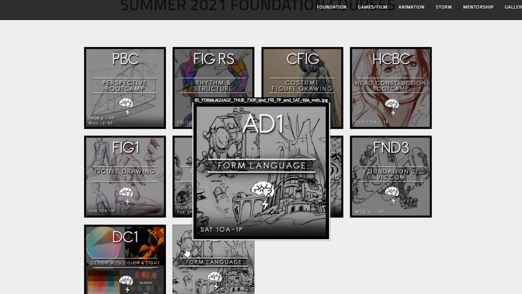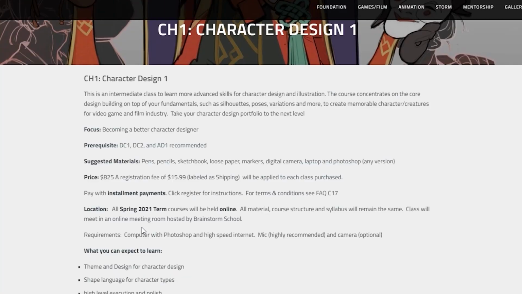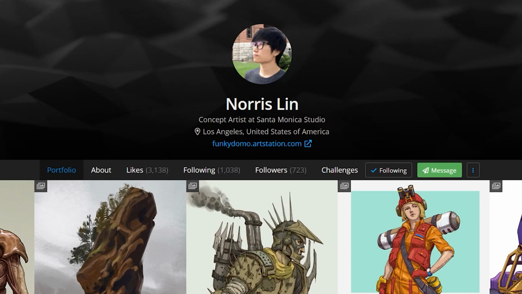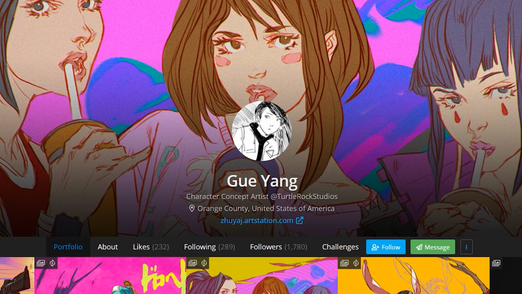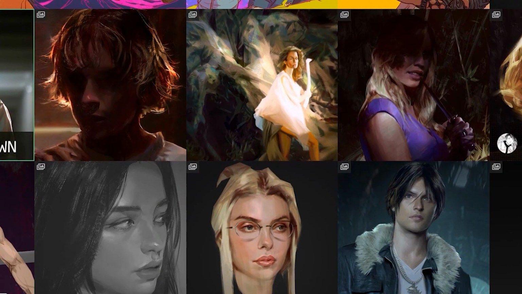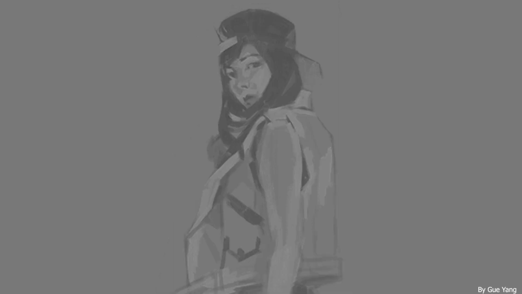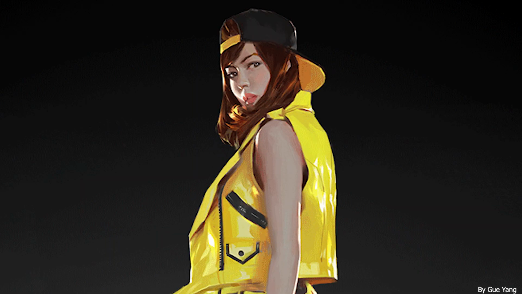One with Norris Lin, which is form language, and the other one was character design with Gu Yang. Norris Lin is a concept artist working on environments for Santa Monica Studio, and Gu Yang is a character concept artist working for Turtle Rock Studios. A potential pitfall when you choose an online class is that the skills of the teacher do not reflect their teaching skills. Moreover, I personally find it very important that a teacher has some sort of sensitivity for their students. High pressure can maybe bring out diamonds, but this does not work all the time. Every student is different. Nevertheless, Norris and Gu were not only very good artists, they also both had a very unique and delightful way of teaching.